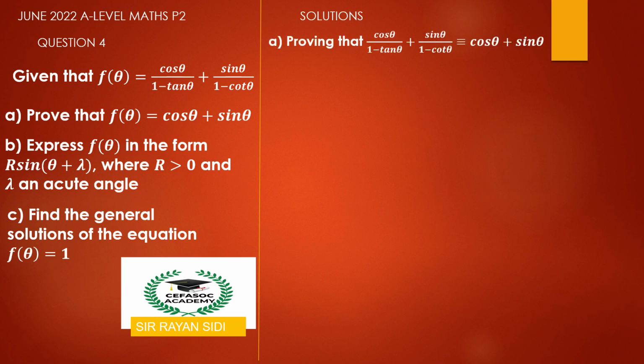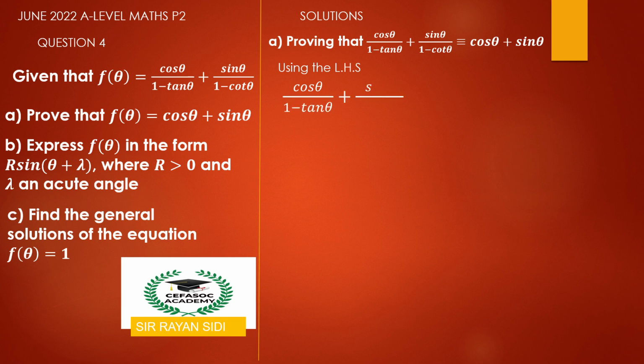So, solution. A, proving that cos theta all over 1 minus tan theta plus sin theta all over 1 minus cot theta is equivalent to cos theta plus sin theta. Now, the first thing to do when you have a proof is to set one side of the proof aside. So we will use the left hand side. We realize that on the left hand side there is tan theta and cot theta, but on the right hand side there is cos theta and sin theta.